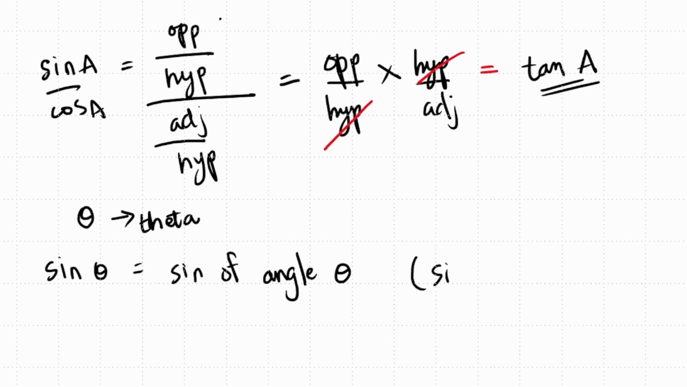Sine into theta is wrong. This is not possible. Sine multiplying into angle theta is not possible. That is not the meaning of sine theta. Sine theta means sine of angle theta. Similarly, cos theta also means cos of angle theta, not cos into angle theta, and that is wrong.